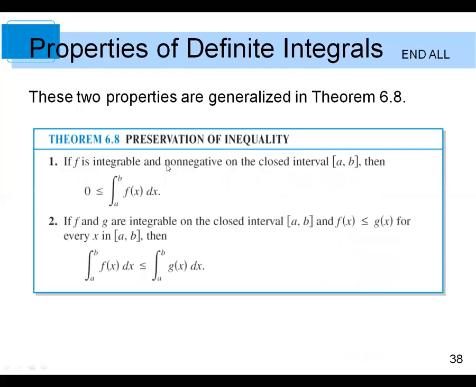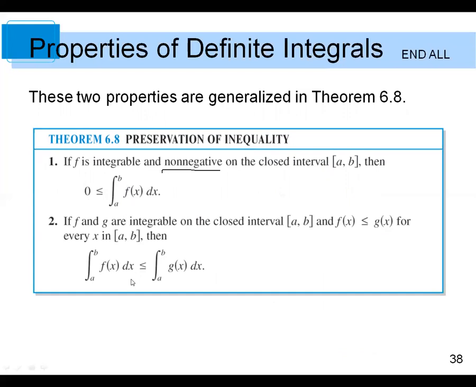So those two properties are generalized in this theorem. If f is integrable and non-negative, then the integral of f is greater than or equal to 0. Think about it. If the function has to lie on or above the x-axis, the area under it is either going to be 0 or positive. So the definite integral is going to be greater than or equal to 0.